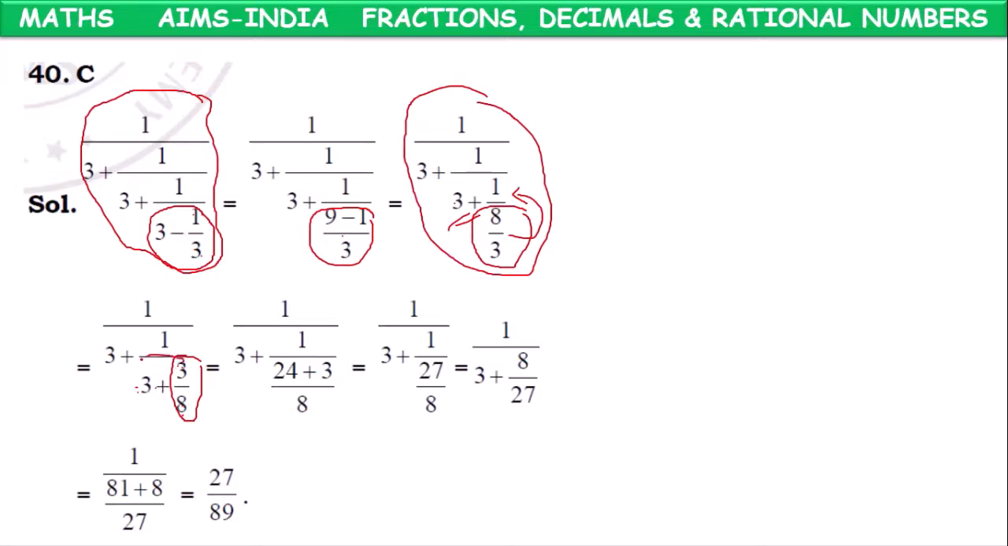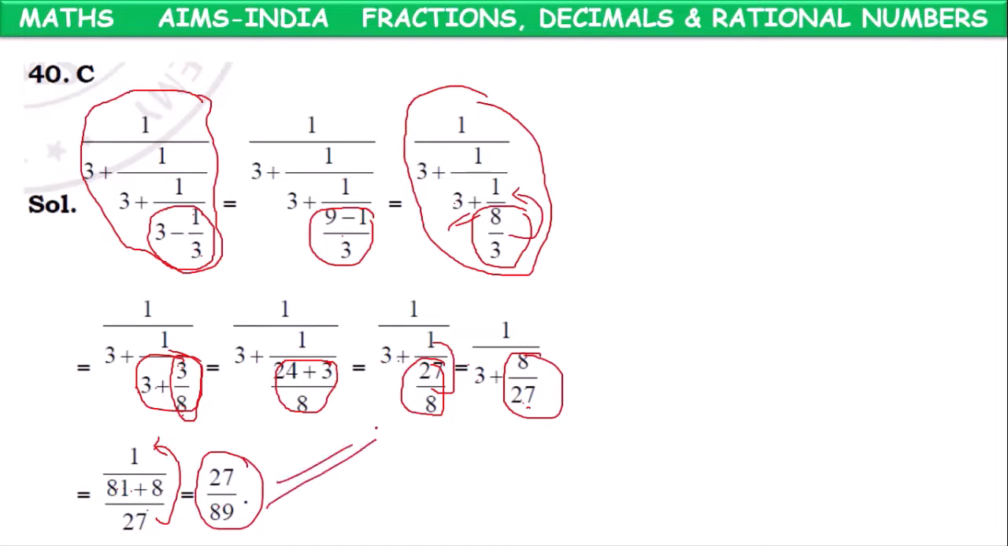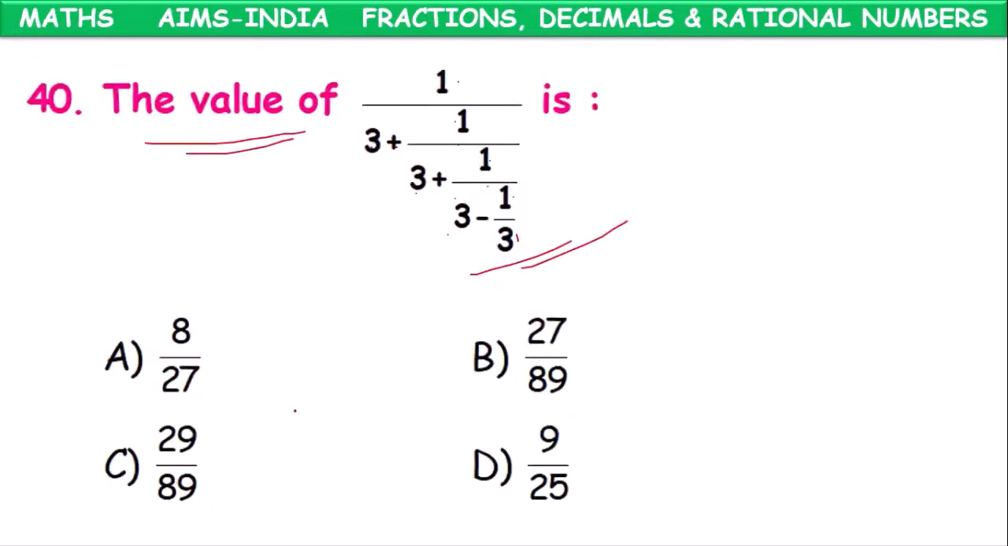Now this total part we have simplified, which is equal to 27 by 8. This 8 will go up. It will become 8 by 27. 3 plus 8 by 27. Again with 27, 27 threes are 81, plus 8 by 27. So this 27 will go up. 81 plus 8, 89. Like this, step by step we can solve. So 27 by 89. B option is the correct answer.